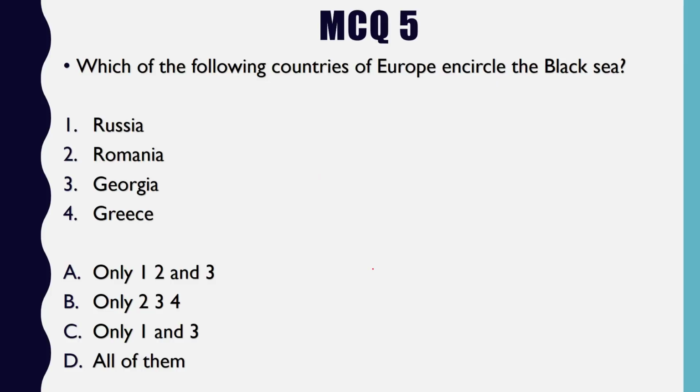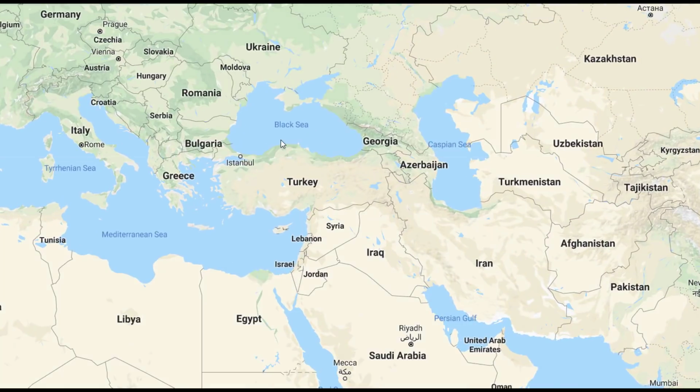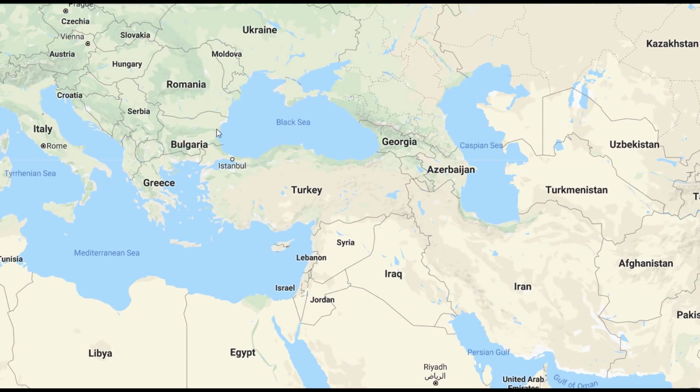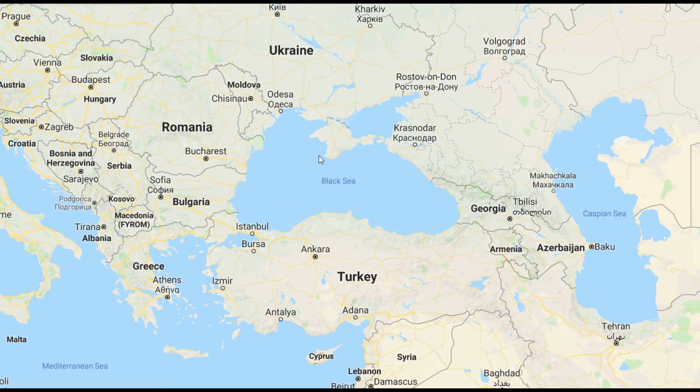Moving on to the next question, which of the following countries of Europe encircle the Black Sea? So the question is asking us, here's the Black Sea, alright. So which of the following countries have a coastal line near the Black Sea? Now let's have a look at the map so that we can understand it. Alright, so here is the Black Sea, right, near the Mediterranean. So you can see a lot of countries have encircled this Black Sea.